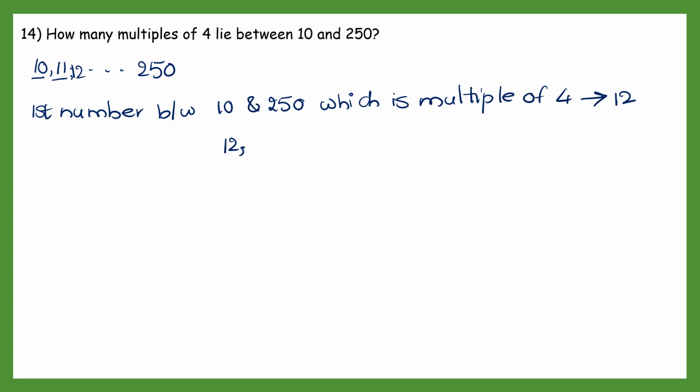Multiples, that means the difference will be 4. After 12, 4 threes are 12, 4 fours are 16. After 16 you get 20 and so on. And they are asking between 10 and 250. So the last number given is 250.